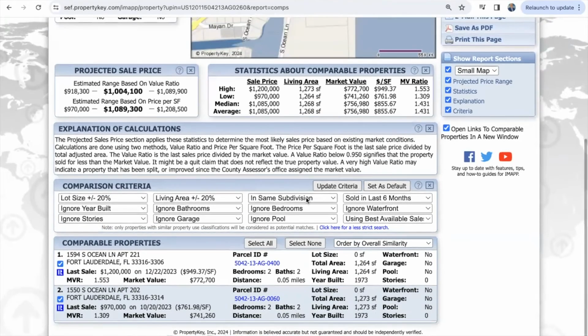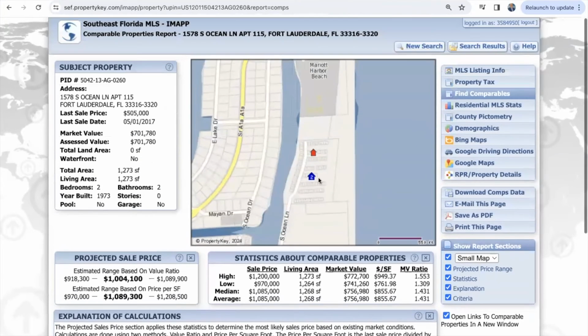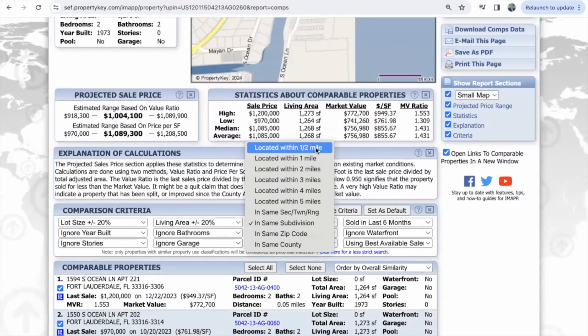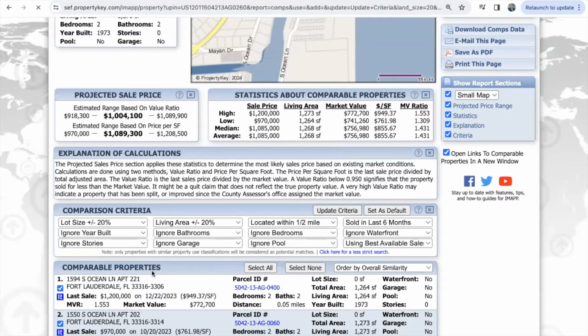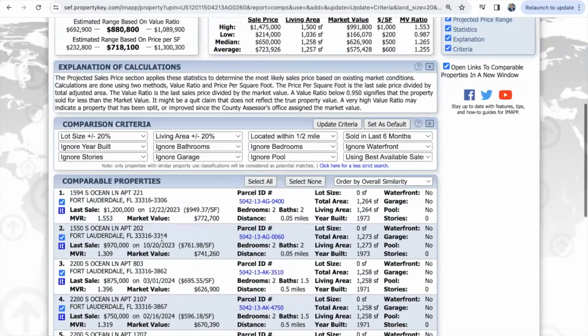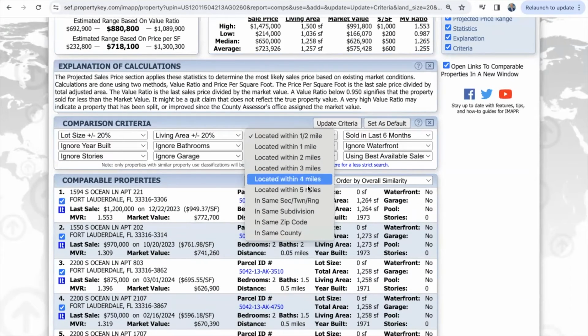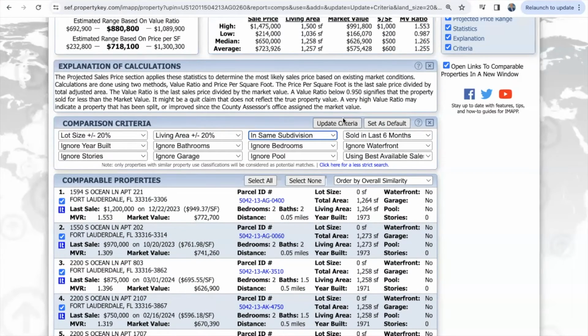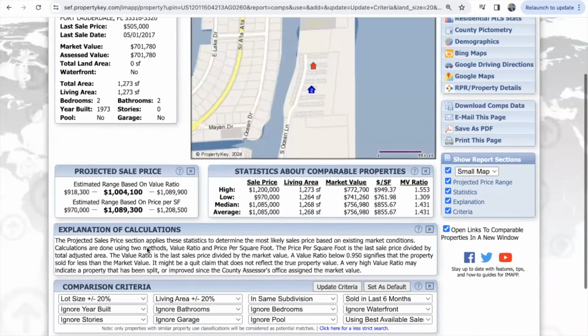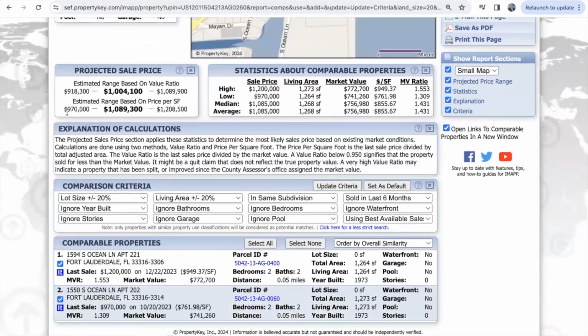And then we're gonna stay in the same subdivision when you're doing a building. All right, see, we're in the same subdivision. If I were to do this half a mile out, then you've got all of this going on. All right, we cannot consider all of these as comps. I'm gonna come here and do same subdivision, update criteria, and we're staying within the same complex. All right, take a look.